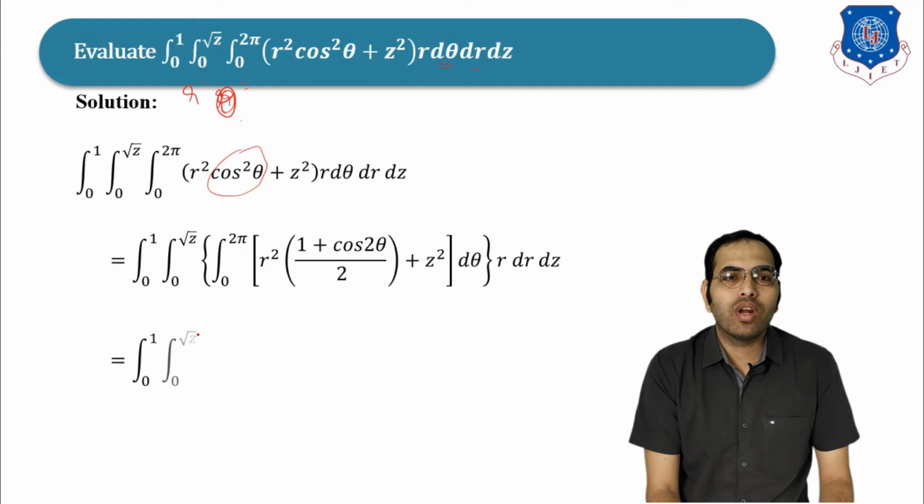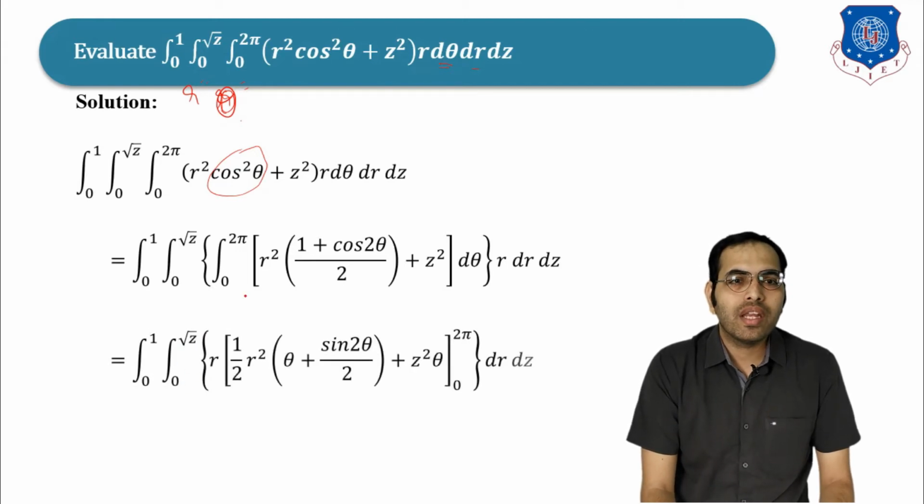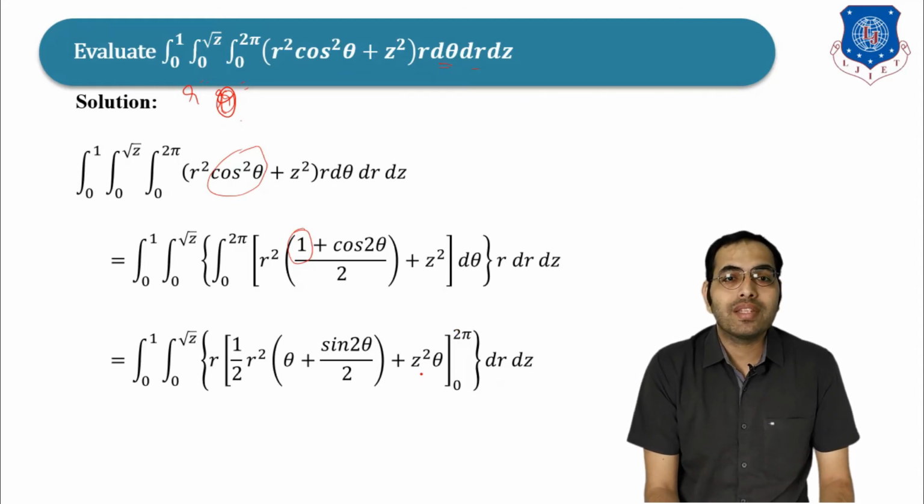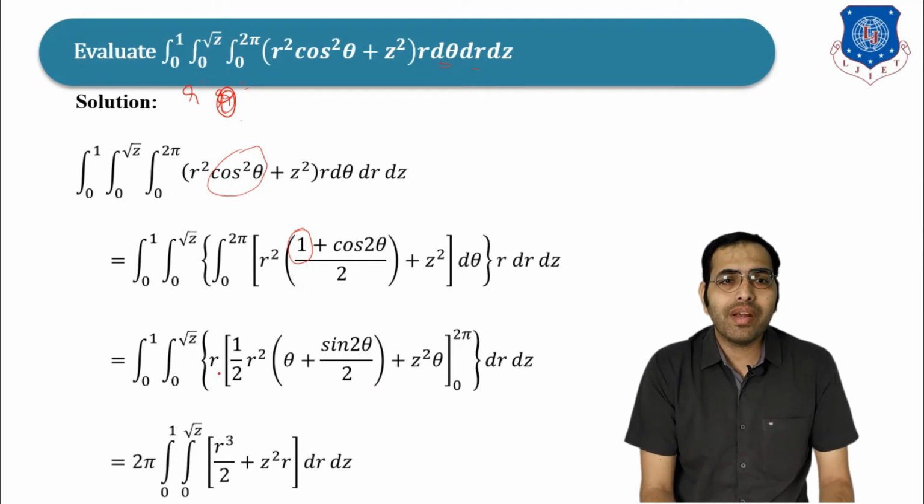Then the integral is 0 to 1, integral 0 to root z, where r, which is constant, comes out, then r square into 1/2 is kept as it is. Then 1/2 into r square, integral of 1 is theta, integral of cos 2 theta is sin 2 theta by 2, plus z square kept as it is, integral of 1 is theta, where theta runs from 0 to 2 pi, dr dz. Now substituting this limit means upper limit minus lower limit. Here the upper limit, r into r, that is r cube by 2.